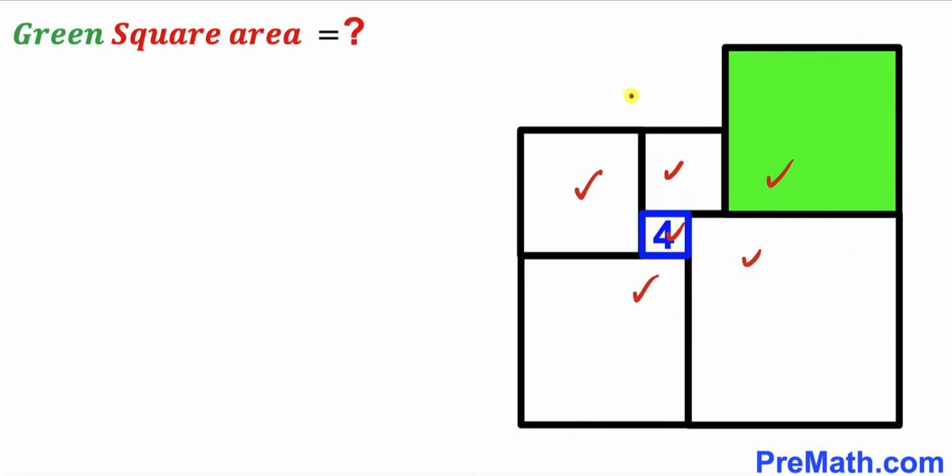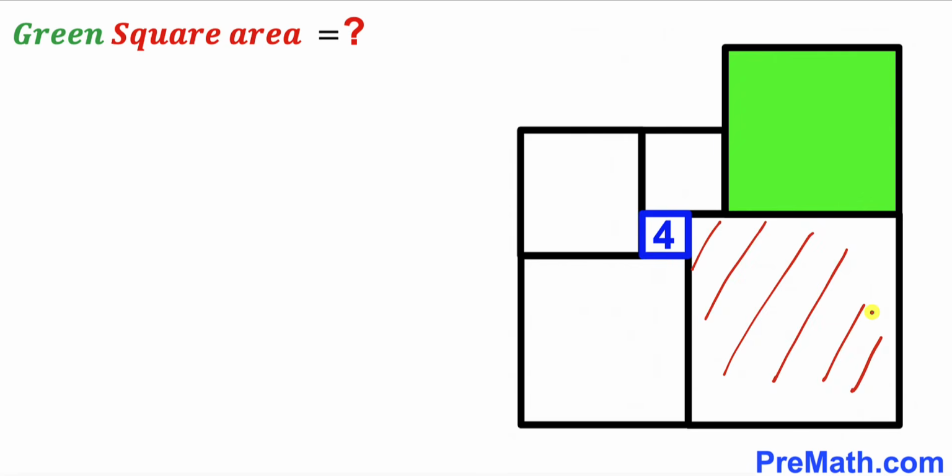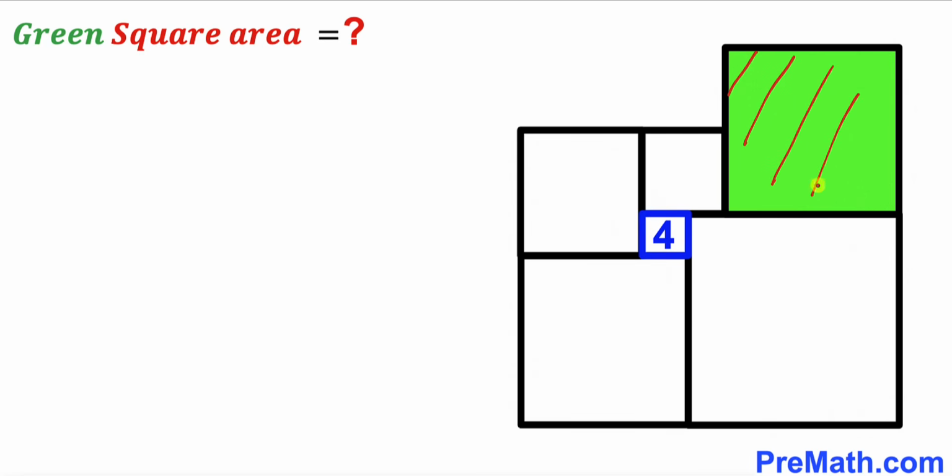As you can see in this given diagram, this square is our largest square, whereas this blue square is our smallest square, and this square is our green shaded square. Moreover, the area of this blue square has been given to us as 4 square units. Now our task is to calculate the area of this green shaded square.